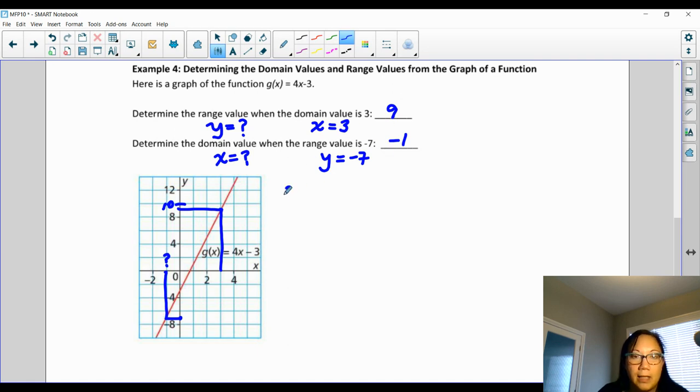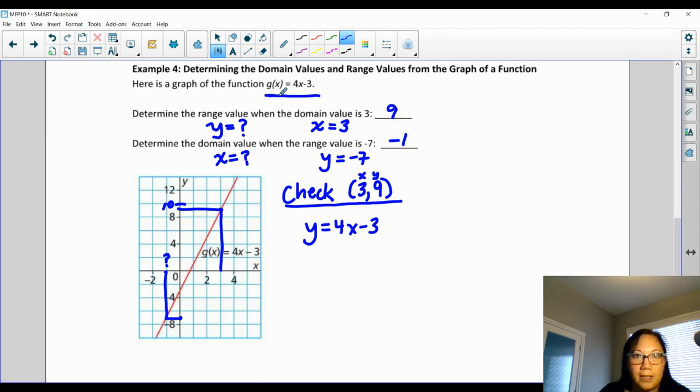Now there actually is a neat thing we can do here, which is check our answers. We know that 3 and 9 were together on the first question, and that means that's an ordered pair, (3, 9). We always write the x first and then the y. And we can check this in our function that was given. So I'm going to write y equals 4x minus 3. Remember, g of x is just a fancy way of saying y. It's just function notation. So I'm going to put my 9 in for the y, and I'm going to substitute in 3 for the x, and just check to see if I get an answer that makes sense.